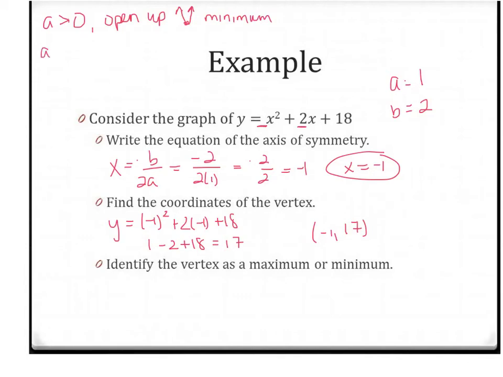Now if a is less than 0, or if a is negative, your parabola is going to open down, which is going to look like this, and this point up here then becomes a maximum. So just by looking at this very first number, ours is positive, which is greater than 0, so this is going to open up, and our vertex is going to be a minimum.